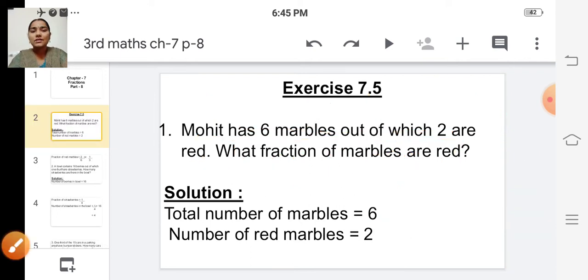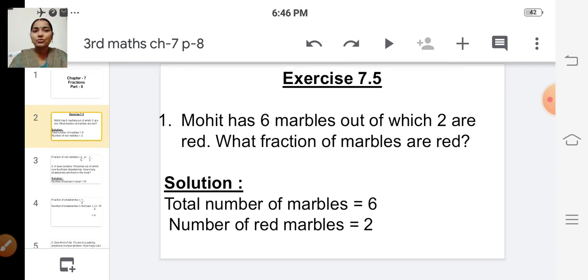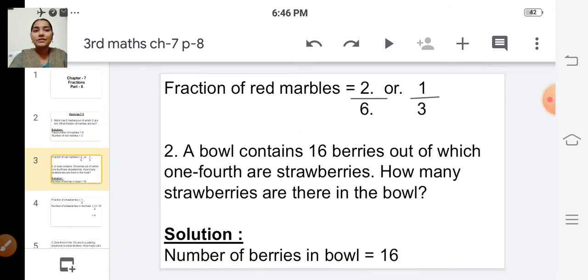See the solution. Total number of marbles is equal to 6. Number of red marbles is equal to 2. Fraction of red marbles is number of red marbles divided by total number of marbles. So 2 by 6. After simplification we get 1 by 3. So the fraction of red marbles is 2 by 6 or 1 by 3. Is it clear?